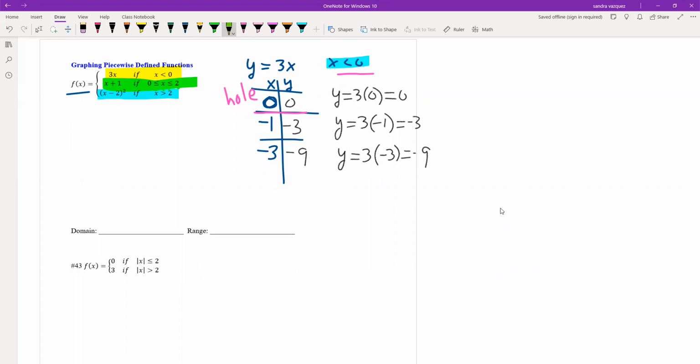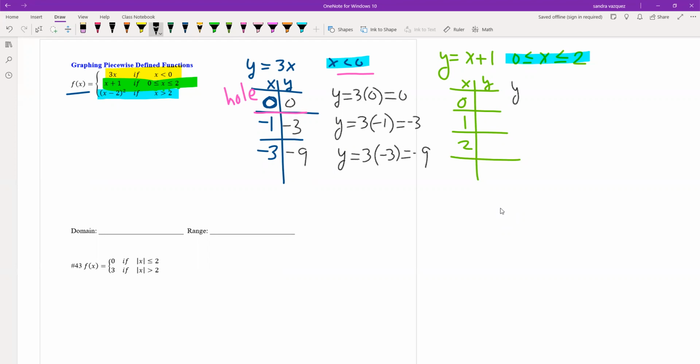Okay, the second part of the graph says y is equal to x plus 1, and it has the condition. The condition says x is between 0 and 2. Okay, and so that's what I'm going to do. I'm going to select all the values that are in here. Okay, so I'm gonna start with 0, and then 1, and then 2. Okay, I'm gonna find them. Okay, so I'm gonna plug in the 0.